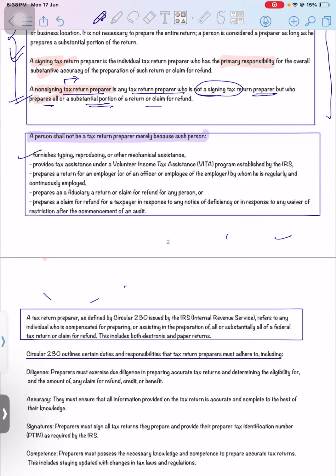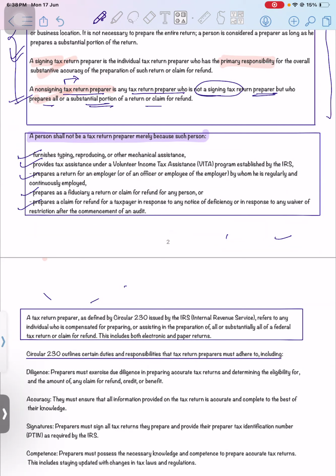The first one is the example of that admin staff. Second one is you are providing some advice on the IRS website. Third one is if you are employed by the employer and you are preparing the return for your employer. And the fourth one is you are preparing free of cost for your family members, friends, and colleagues. And the last one is you prepare a claim for refund for a taxpayer in response to a notice.